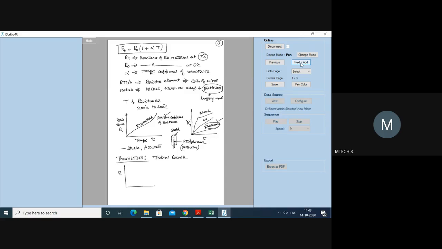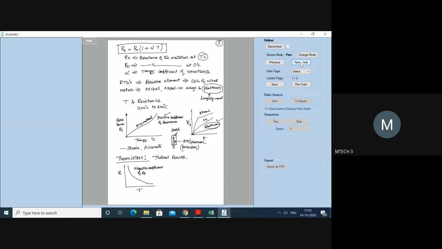Now, contrary to the previous, this is the equation. This is going to be resistance, this is temperature. Can you say something on this graph? Compared to the previous, previous was a positive coefficient of resistance. Now here, with the increase in temperature, the value of resistance decreases. It is opposite to your RTD. Therefore, it is called a negative coefficient of resistance.